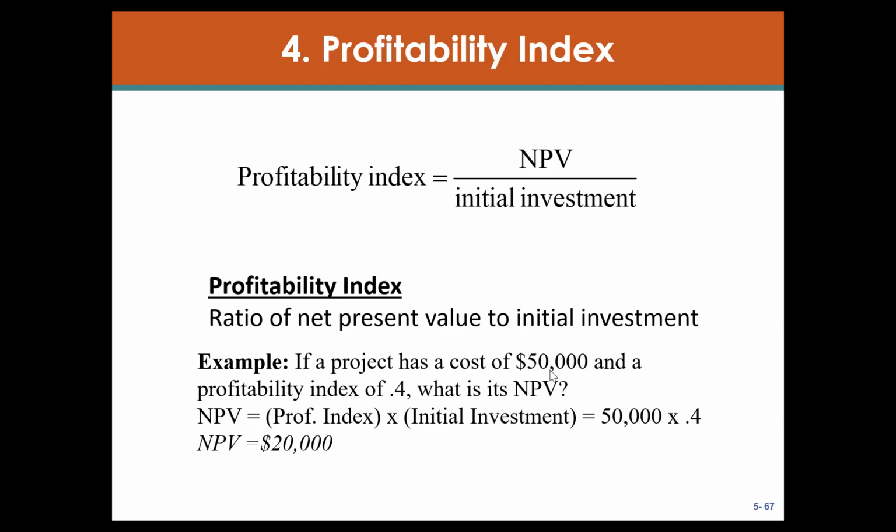Example: if a project has a cost of 50,000 and a profitability index of 0.4, what is the net present value? Again, use this equation. Profitability index equals net present value divided by initial investment. So my net present value is profitability index times the initial investment. So I multiply them, and my net present value for this project is $20,000 positive. 0.4 times 50,000 is $20,000.